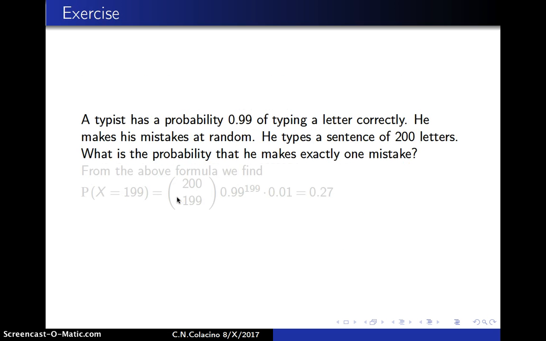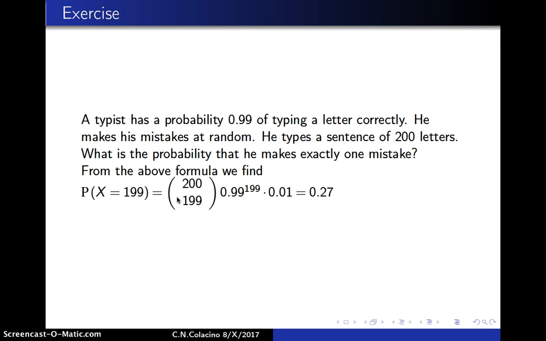Exercise. A typist has a probability 0.99 of typing a letter correctly. He makes his mistakes at random. He types a sentence of 200 letters. What is the probability that he makes exactly one mistake? Let me give you the solution, but I hope you have thought about that.